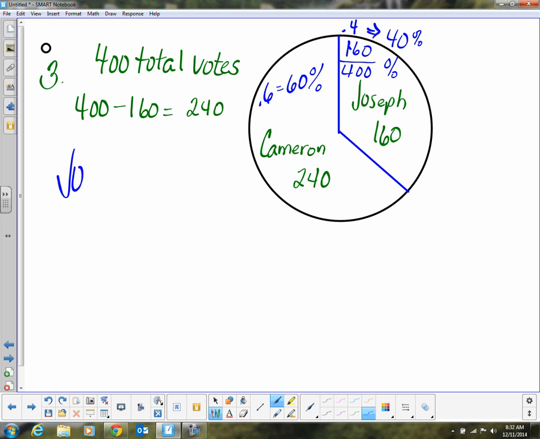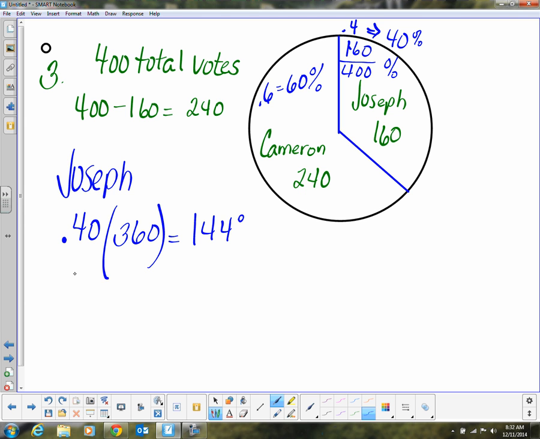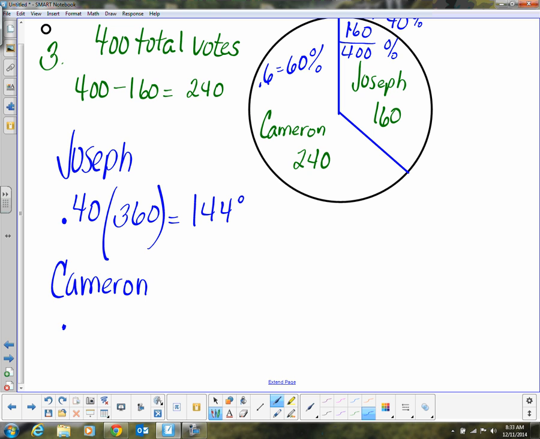So, for Joseph, he's taking up 40%, or 0.40, and we're going to multiply that by 360 degrees to see how many degrees he gets. And that's going to be 144 degrees. To get Cameron, and my guess is you have to set up a pie chart on your midterm, Cameron is going to be 0.6 times our 360 degrees. And this is going to be 216 degrees. This would be considered a real-world problem.